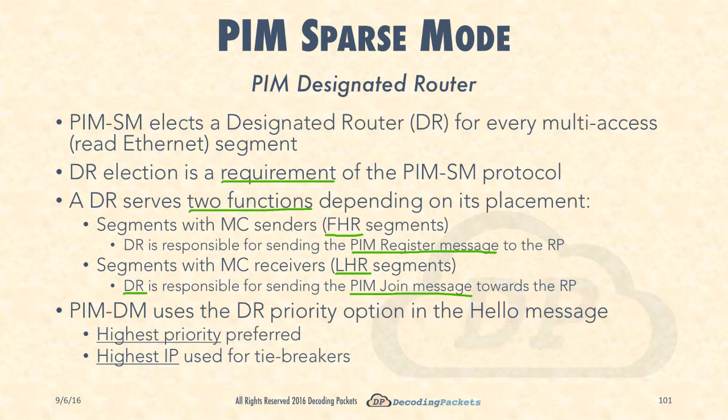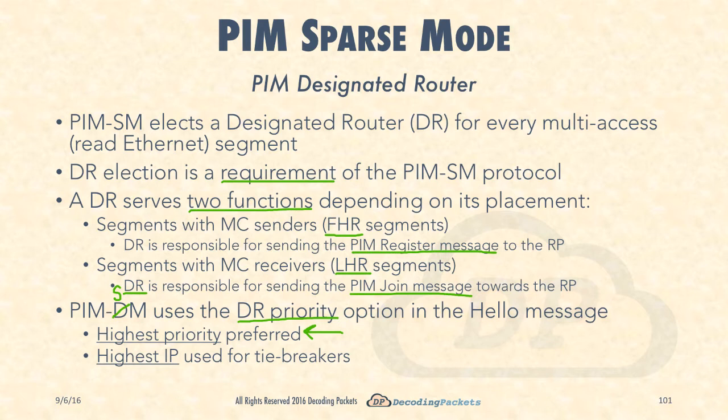As discussed on the last slide, PIM Sparse Mode uses the DR priority option that is advertised in the hello messages, and there are two things to know. The highest priority is preferred. So whichever PIM router advertises the highest priority automatically becomes the DR on that segment, and all of the other PIM routers on that segment, the so-called non-DRs, will wait for that particular router to perform all of the PIM signaling that needs to be done for that segment.